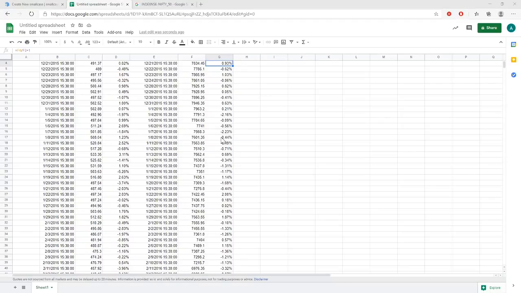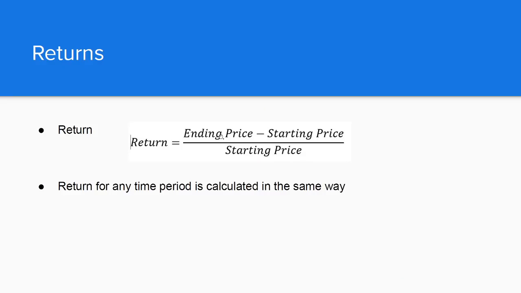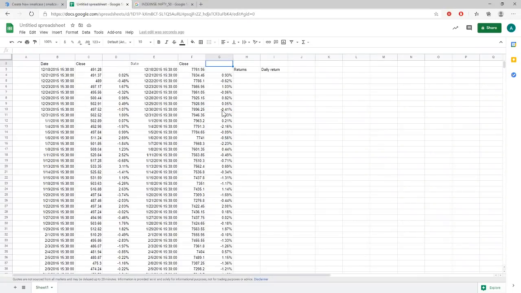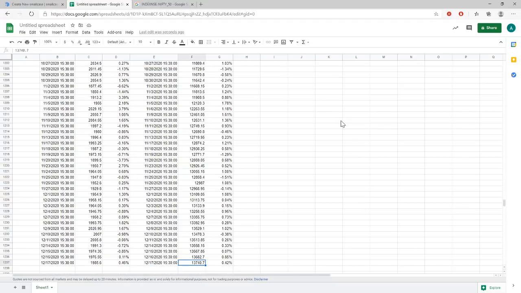Now that is the return, and the return for any time period can be calculated in the same way. I just showed you what daily returns were. Now if I want to calculate the 1 year return, let me go down. If you had invested on 17th December 2020, what would the 1 year return have been?